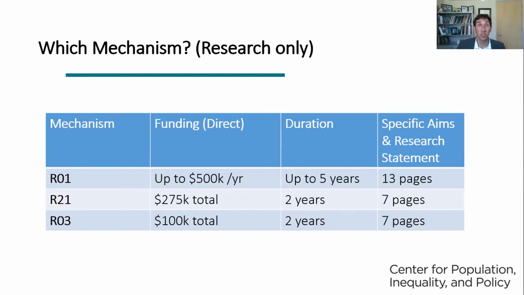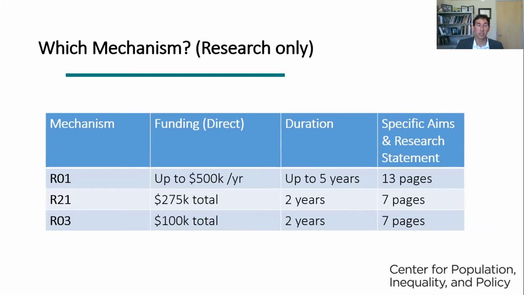There's a variety of mechanisms. I'm going to focus on only 3 today to make things digestible, but rest assured, if you want to write a training grant or some other thing, there are a lot more mechanisms. But these are the 3 main ones for research: the R01, the R21, and the R03. The R01 is the big daddy. It's the high value grant. It's the most labor intensive to create, but ultimately is for the large projects.